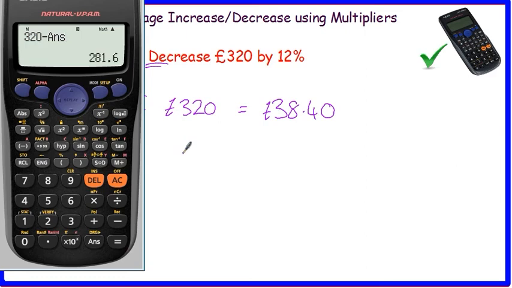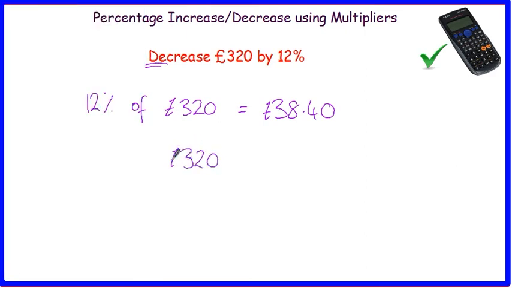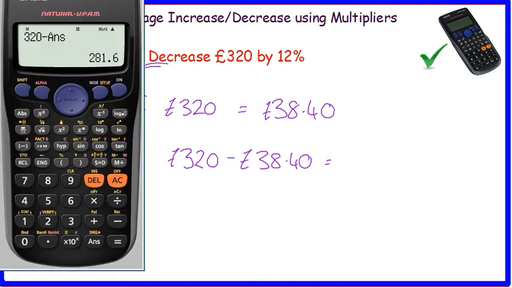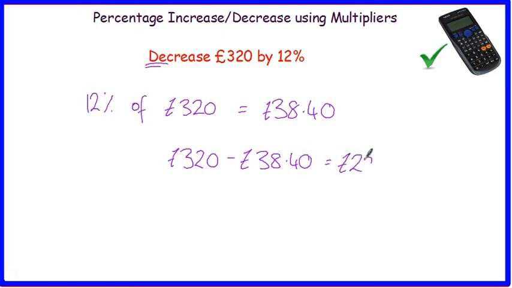So 320 subtract £38.40 is equal to £281.60.